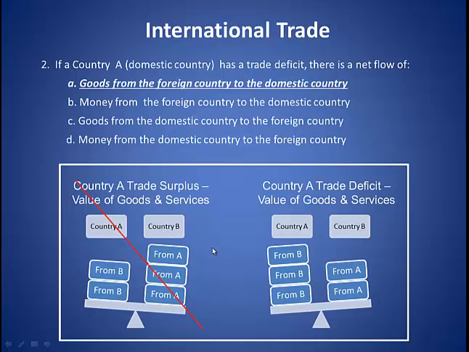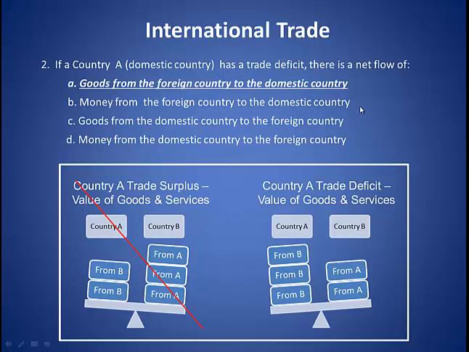And if you take a look at the left where the red line is drawn through, this would be an example of a trade surplus for country A, where country A is exporting more goods and services to country B than they're importing from country B.